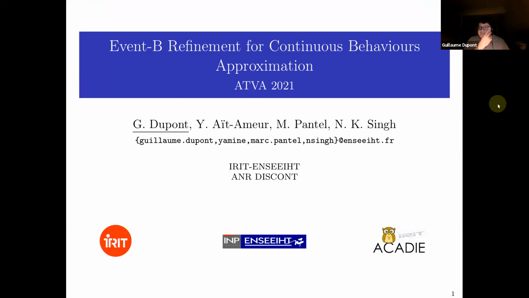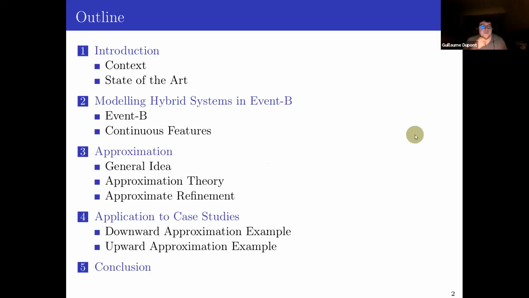Anyway, I will be presenting my work regarding approximation and how we can use Event-B refinement to encode approximation for continuous behavior. Right, so this is the outline of my presentation. I will start with a little bit of context. I will talk about Event-B and how we can use it to model hybrid systems. We then talk about approximation from a theoretical point of view, and I will finish with a short application to case studies for two types of approximation I will detail later, and of course a conclusion.